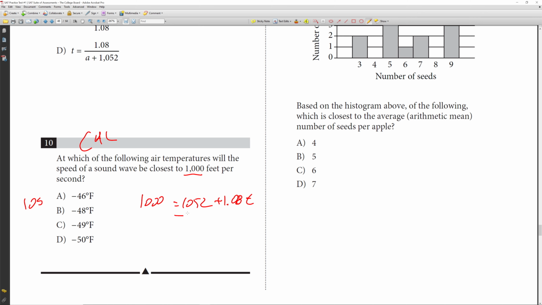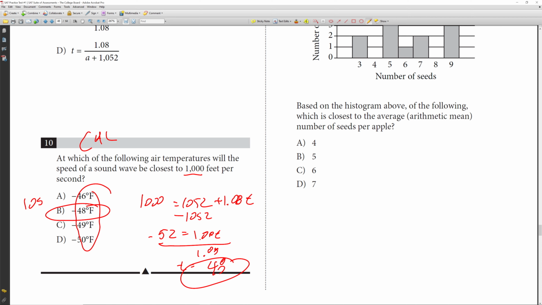Move 1,052 to the other side. I get minus 52 is equal to 1.08 T. Divide both sides by 1.08. T is equal to, if you plug it into your calculator, about minus 48 degrees. Answer is B. If you look here, the answers are fairly close to each other, so they're not an order of magnitude off. They're actually very close. So in this particular case, you do need to use a calculator to find a precise answer. So that wasn't too hard, right?